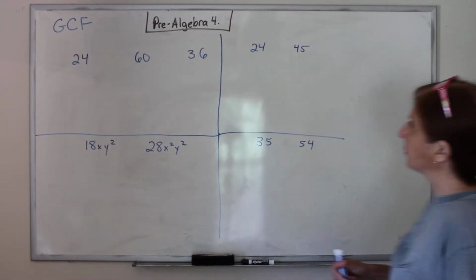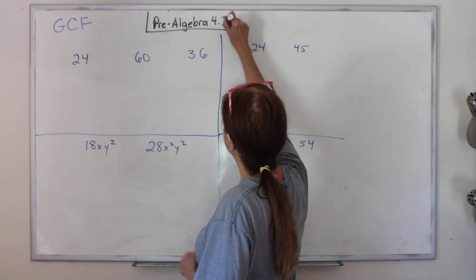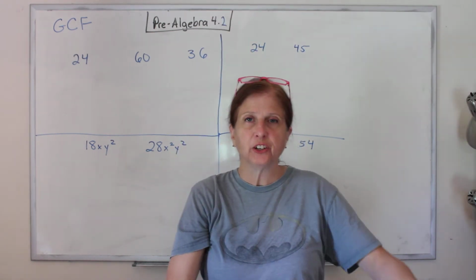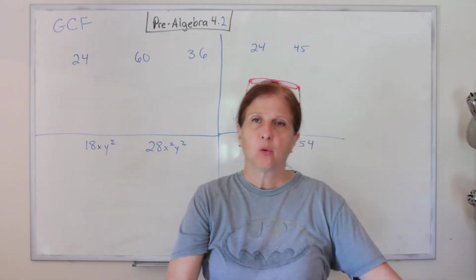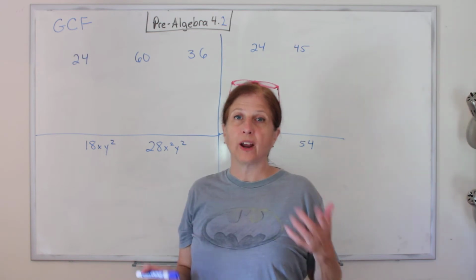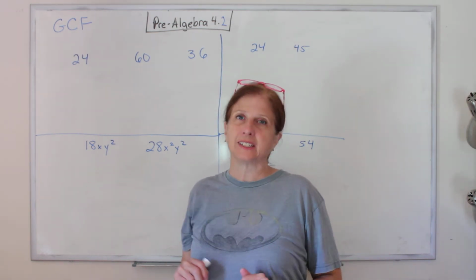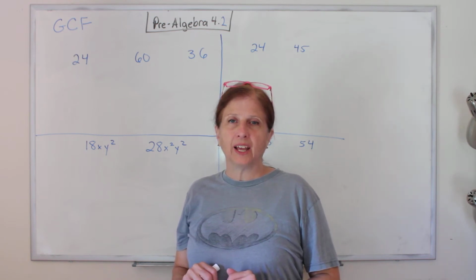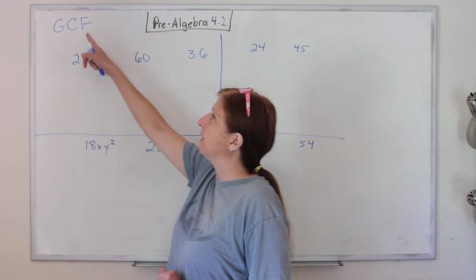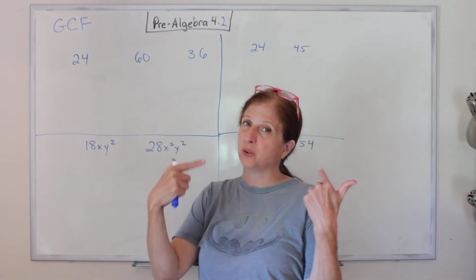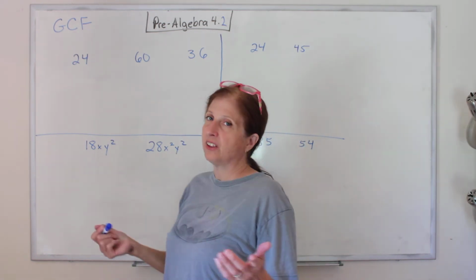Welcome back to Pre-Algebra, Chapter 4, Section 2. In this section we're going to talk about something called the greatest common factor. I know you had it in middle school, but here it is again. The cool kids, we call it the GCF. We're the cool kids. Alright, so this is how you do it.